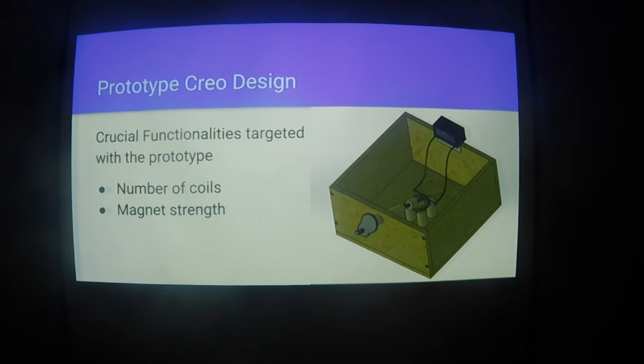For our prototype designed in Creo, as you can see in the diagram here, our crucial functionalities targeted with the prototype were the number of coils and the magnet strength, as those were the only variables within our actual prototype. The digital version of the prototype was helpful because it was able to further analyze the optimal key functions of the design with the ease of variable manipulation from the digital design.